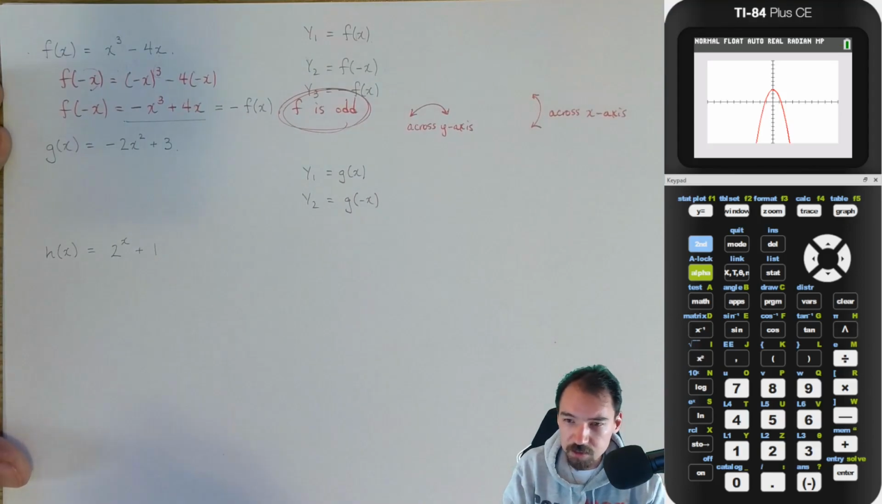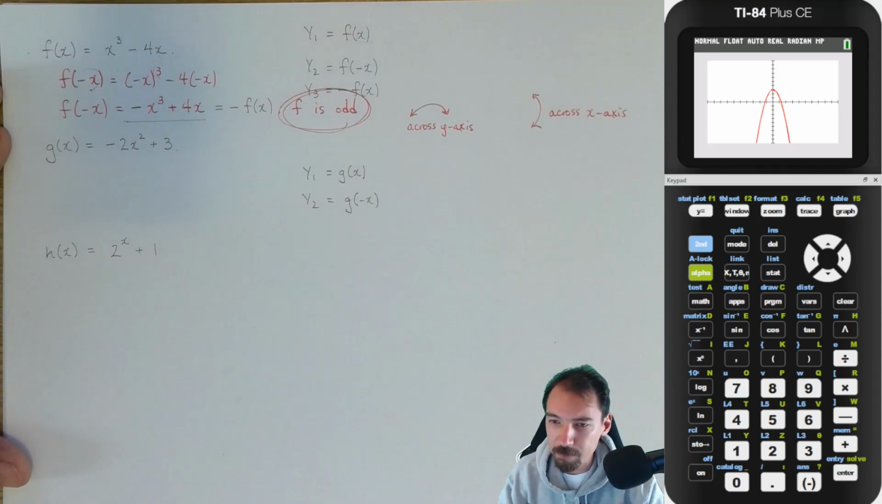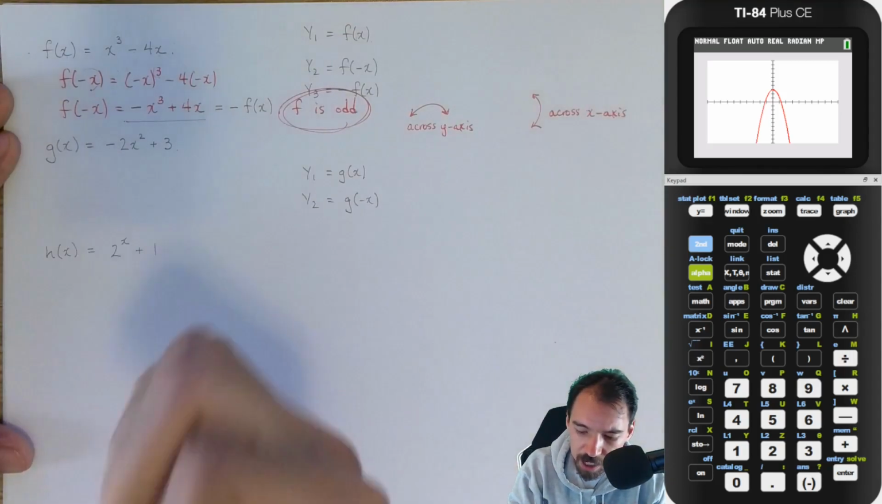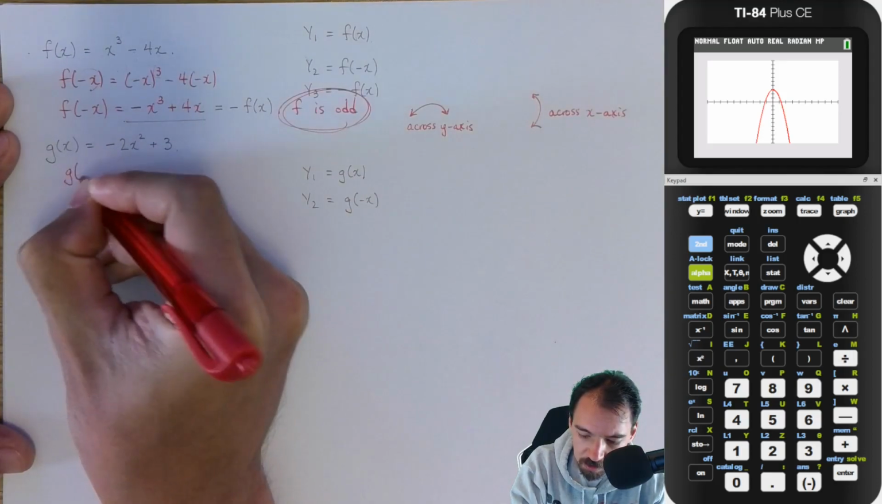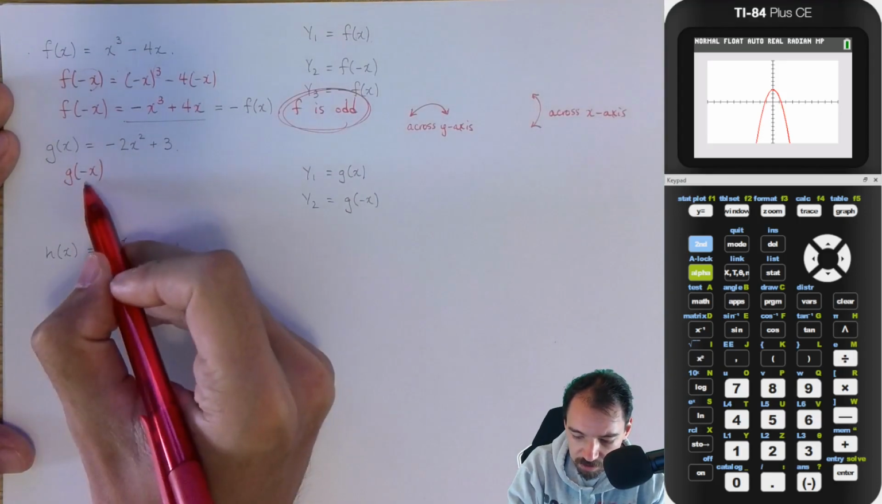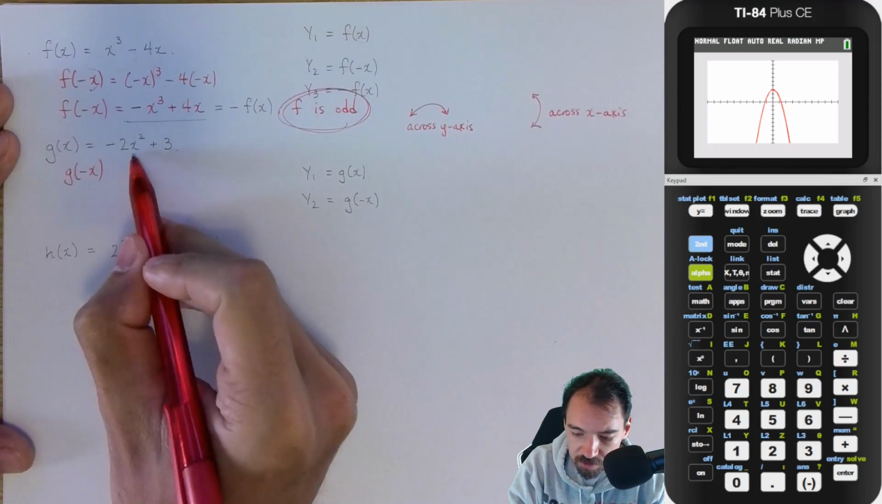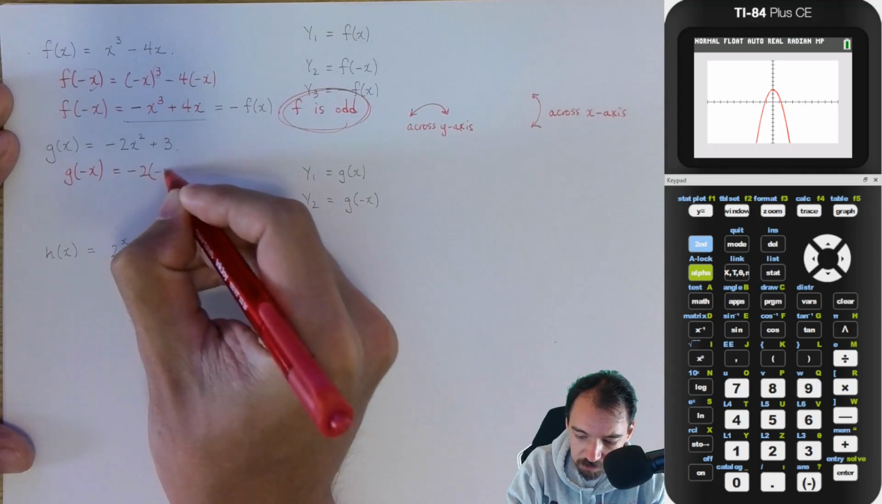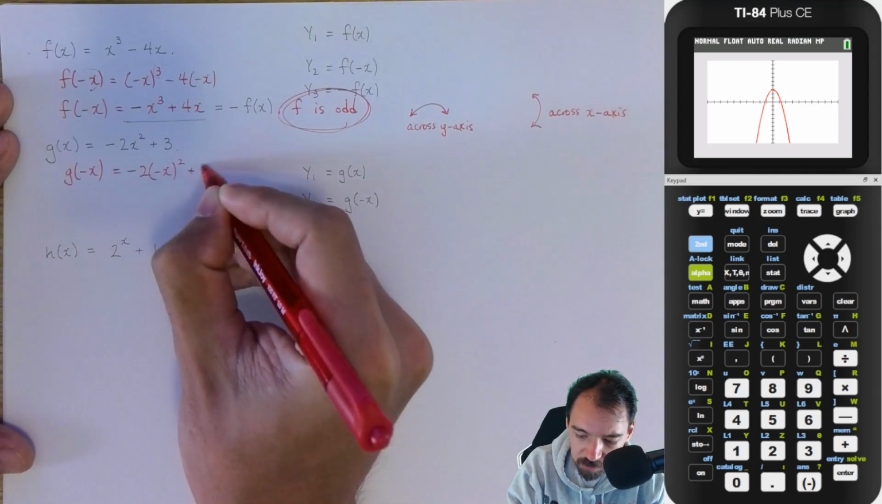Now, I guess that makes sense. You could have looked at the original and said, well, there's symmetry. So if I flip it sideways, it overlaps on itself. Let's look at this algebraically and say, okay, what happens when I do g of negative x? I'm going to take negative x and substitute in for all the x's here. That's going to be negative 2 times negative x squared plus 3.